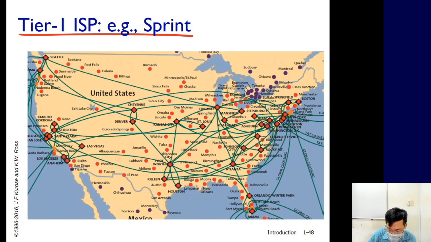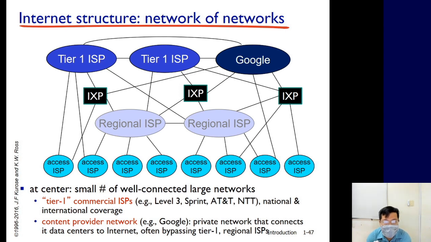So here we see that a regional ISP connects to the tier 1 ISP. Tier 1 ISPs are a kind of ISP that can connect regional ISPs or access ISPs. And Google implemented its own tier 1 ISP.